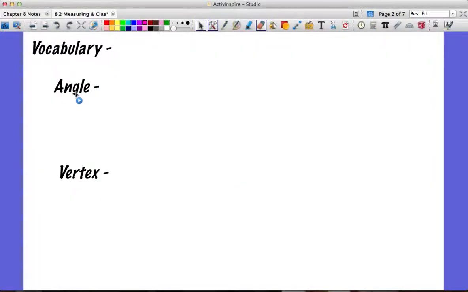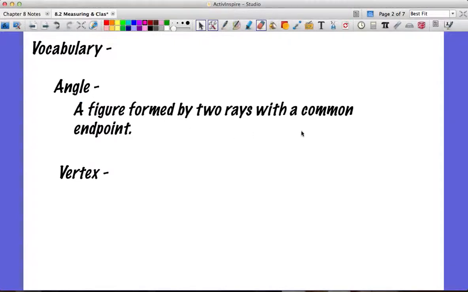First word that we have to define, angle. An angle is a figure formed by two rays with a common endpoint. Again, a ray is a geometric figure that has an endpoint and continues on without end in one direction. So an endpoint and continues on in one direction. An angle is formed by two of these rays that meet together here.